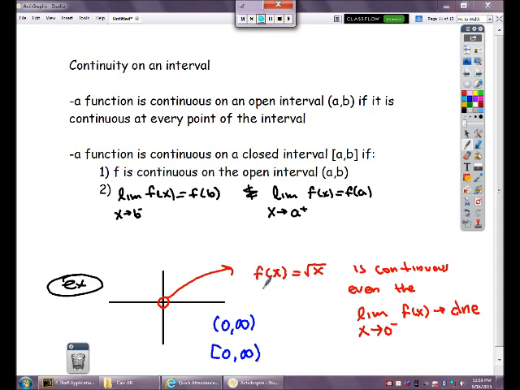Okay, let's change this function up a little bit. Let me put an open circle at (0, 0) and ask about the continuity of this function now. I would say it is continuous on the open interval from 0 to infinity. However, it is not continuous on the closed interval from 0 to infinity.